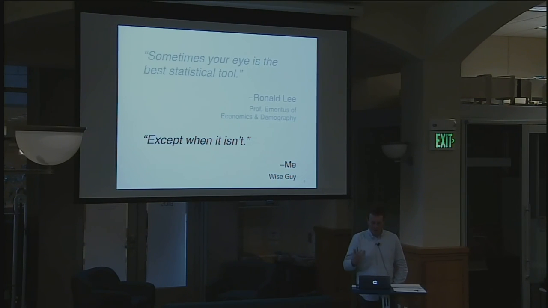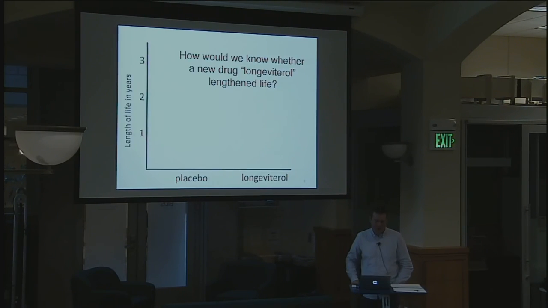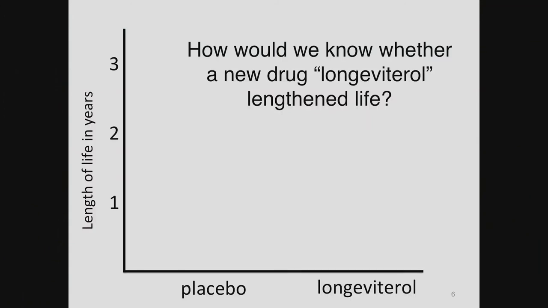Well, if you've run a randomized experiment, you might know the answer to that, at least in the internal consistency of that particular study. And then there's a question about whether there's validity to other situations. But you might not know the answer at all if what you've got is just observational data. And that's kind of the point. So, in health economics, and this is a real standard example here, how do we know whether a new drug, longevirtrol, lengthened life?